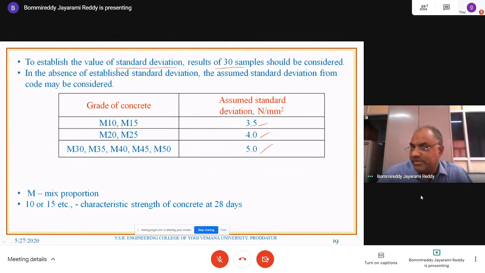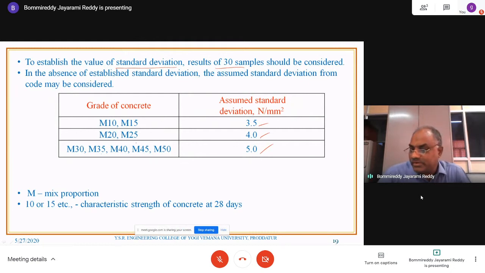Sometimes this may be a question: the standard deviation for M20 grade, 25 grade of concrete is, answer, 4 Newton per millimeter square. So just try to remember 3.5, 4 and 5. The first two grades are only for PCC, and the minimum grade of concrete for RCC is M20. So for M20 and M25 it is 4 Newton per mm square, and for M30 and above, 5 Newton per mm square.